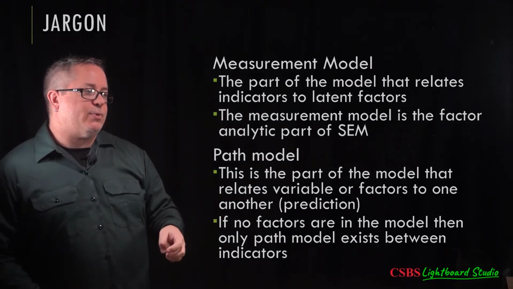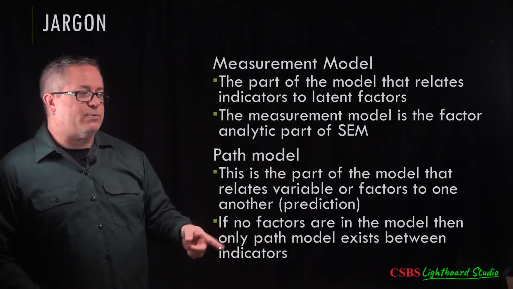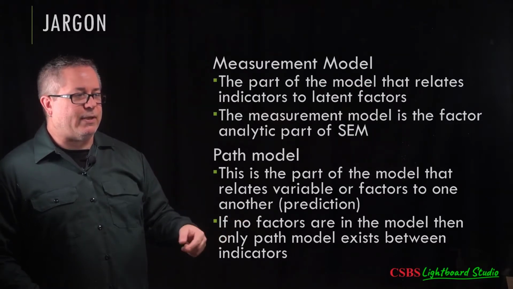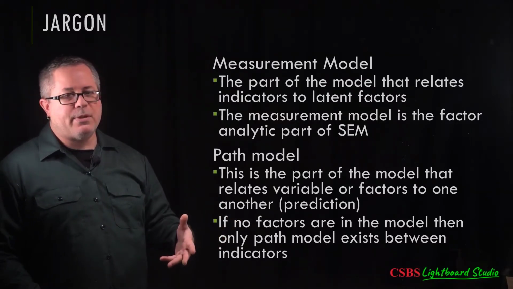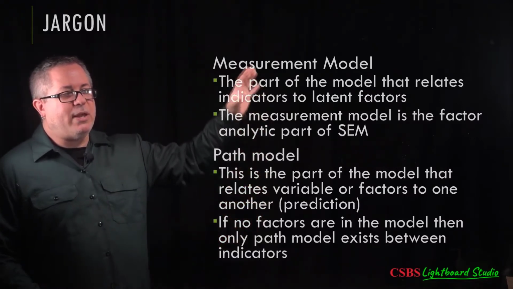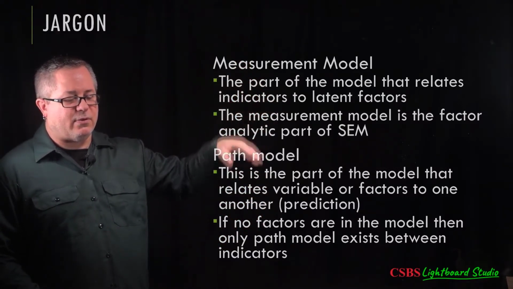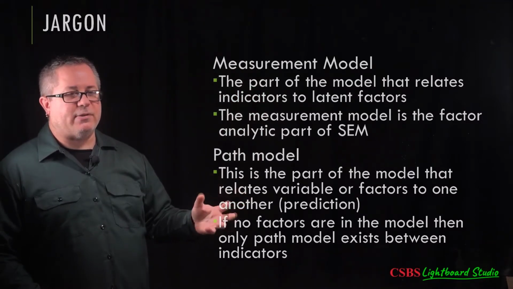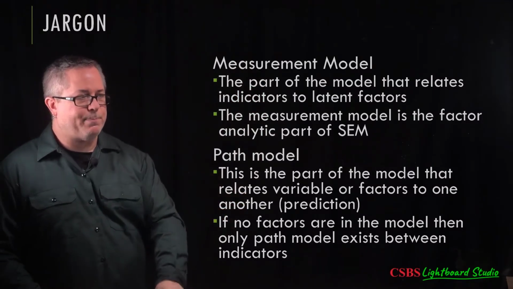If no factors are in the model, then only a path model exists between indicators, right? So anytime you have no factors, it's only a path model. If you have no path model, there's no prediction, and you only have measurement, right? That's called a confirmatory factor analysis, because there's no prediction anymore.